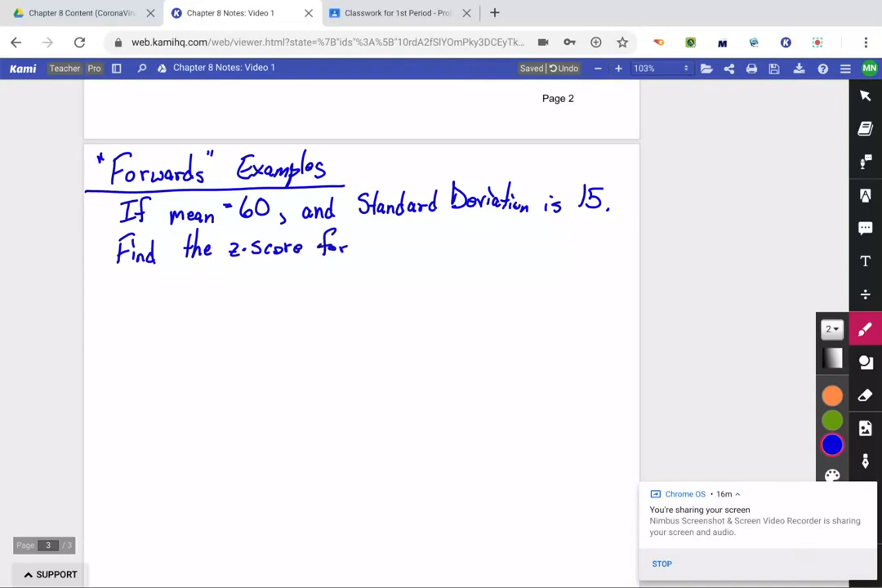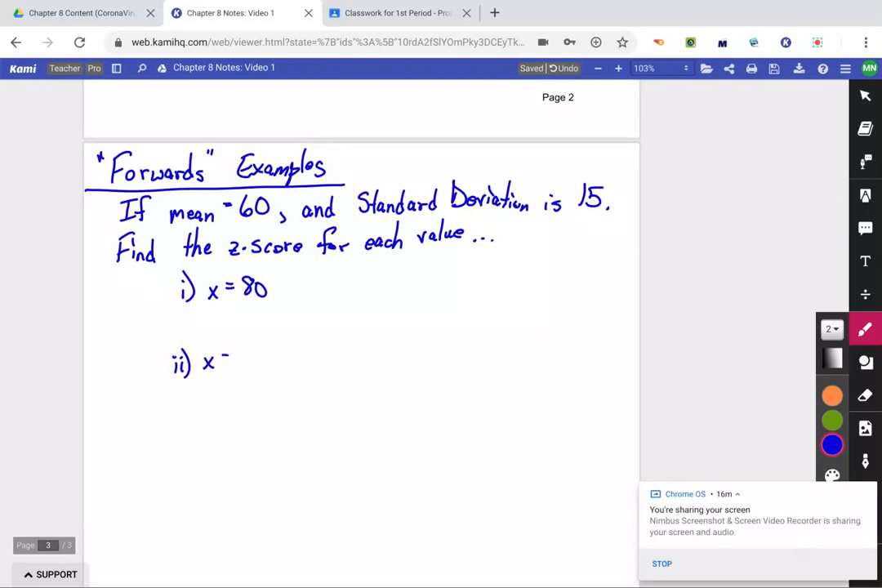for each value. This is exactly what we just did a second ago. Introducing z-scores, you're always going to start with the easiest way, right? The forward type. So you've seen a couple of these examples. Now, this one is going to require the formula a little bit more. First problem, x equals 80. Second problem, maybe x equals 50. So what are the z-scores for each of those data points?